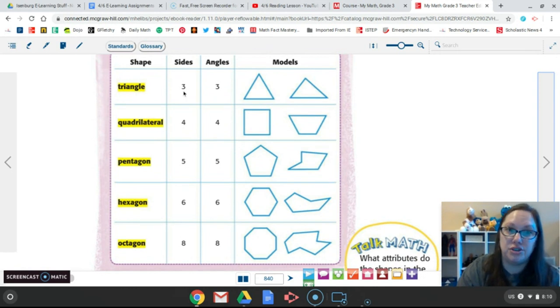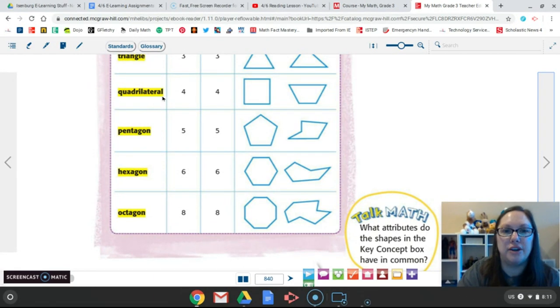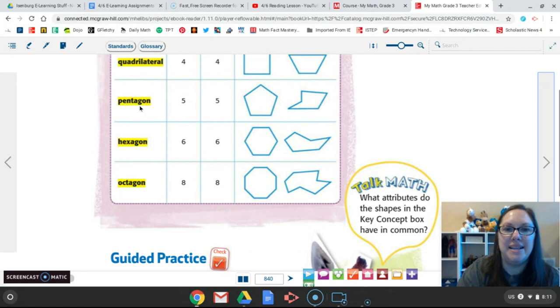A triangle has 3 sides and 3 angles. Here are some examples. A quadrilateral, quad means 4, so a quadrilateral has 4 sides, 4 angles. There are 2 different examples of a quadrilateral. The square has 4 sides and 4 angles, and so does the trapezoid. 4 sides, 4 angles. A pentagon has 5 sides and 5 angles.